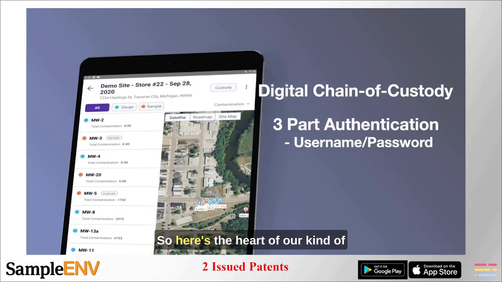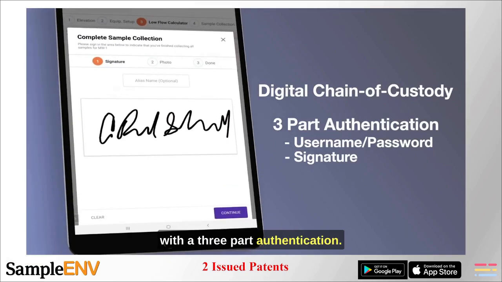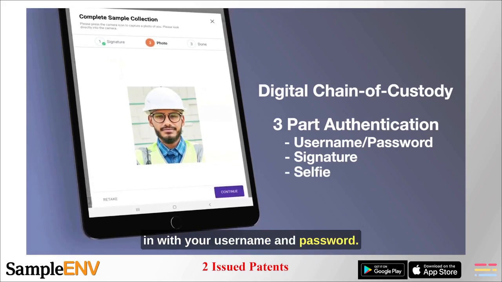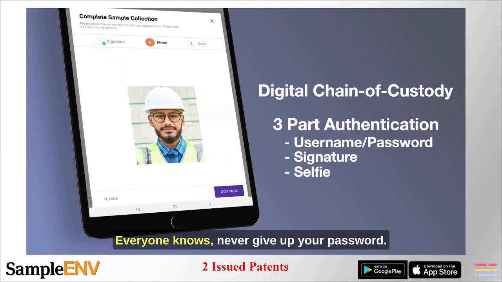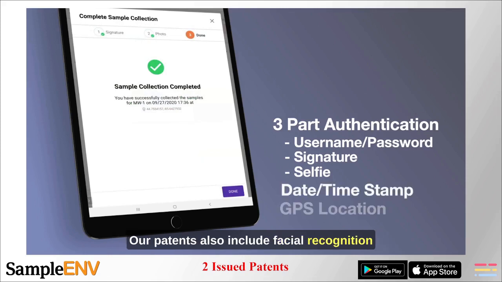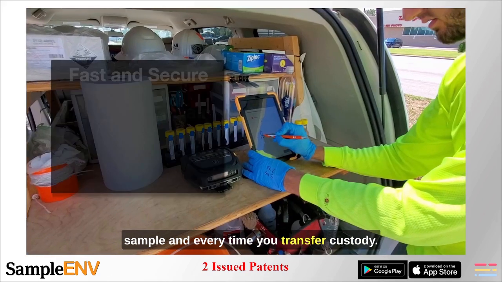So here's the heart of our technology, our digital chain of custody. Our digital chain of custody starts with a 3-part authentication, so we know it's you with certainty. We know it's you because you've logged in with your username and password. Everyone knows never give up your password. You're going to sign your unique signature every time you collect a sample or transfer custody, and you're also going to take a selfie. So we have that 3-part authentication on you. Our patents also include facial recognition and fingerprint and retina scan. We don't use those, but we could if we needed to. We also grab a date and time stamp and a GPS location every time you collect a sample and every time you transfer custody.